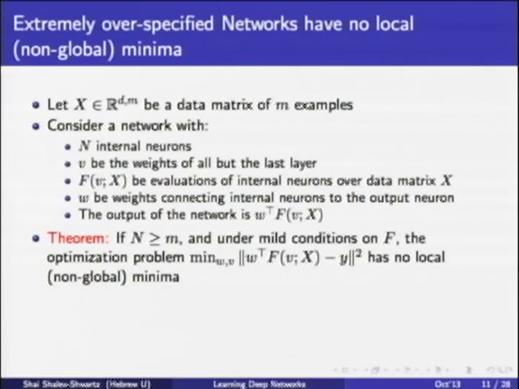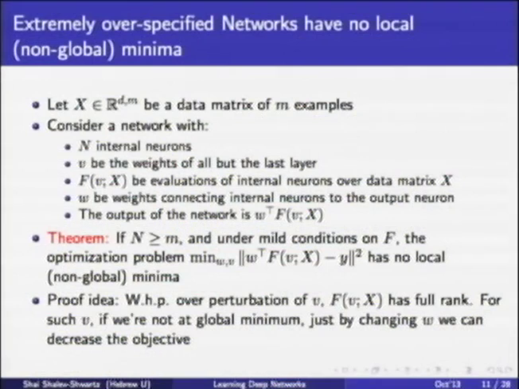Okay, so the theorem tells you that if you over-specify to the level that the number of hidden neurons is greater than or equal to the number of examples, and under some mild conditions on F that holds, for example, if we take sigmoidal activation functions, then the optimization problem of finding the weights W and V, these are many, many weights, to minimize a square error over the data, has no local non-global minima. So what do I mean? There are many, many local minima. But all the local minima are also global minima, okay?